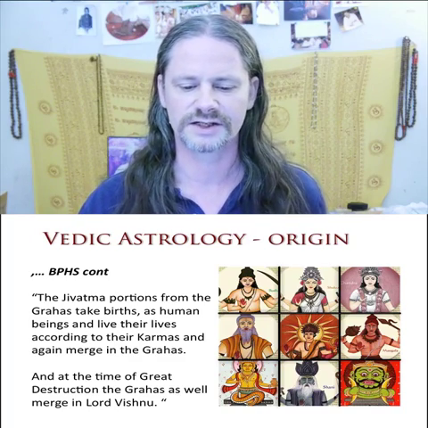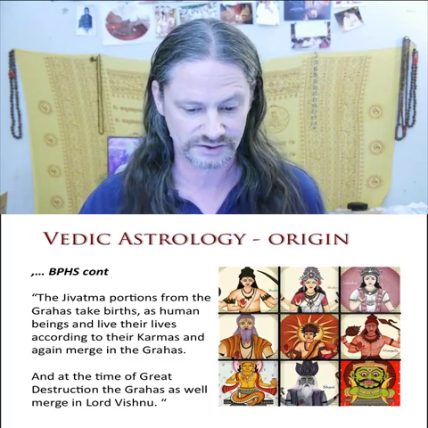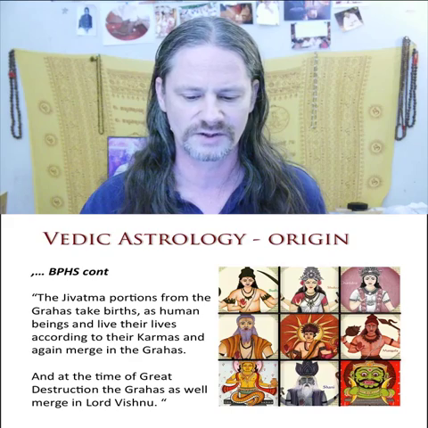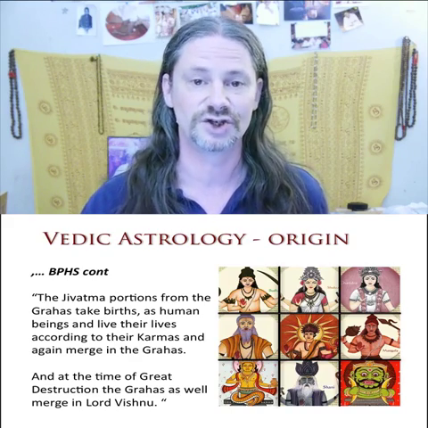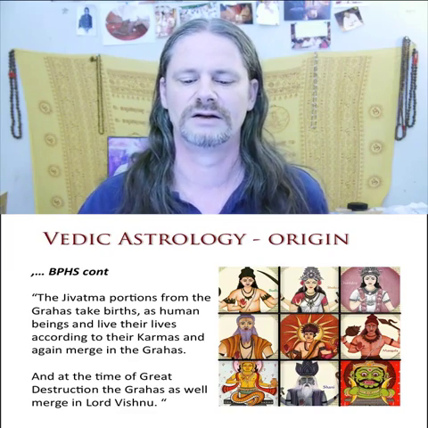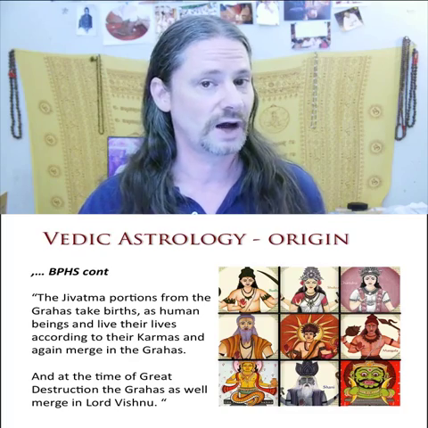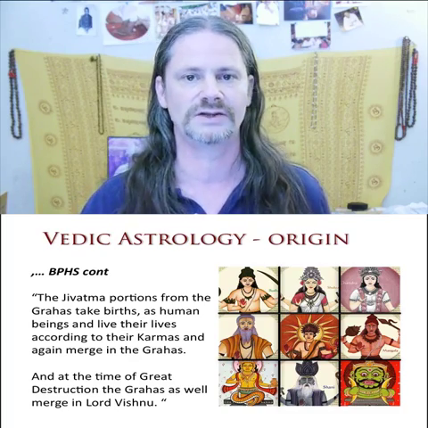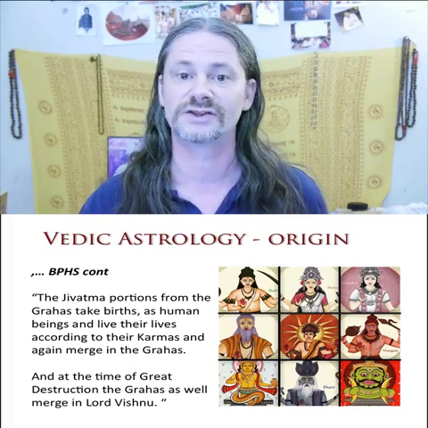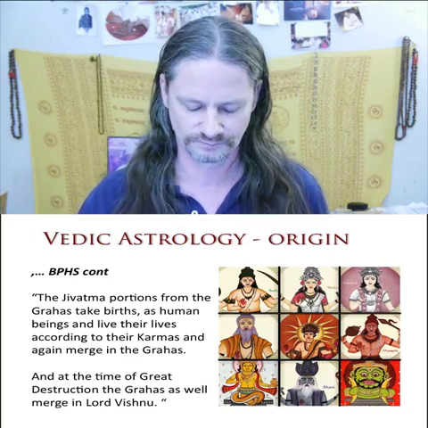Then continuing, it says the Jivatma portions from the grahas take births as human beings and live their lives according to their karmas, and again merge in the grahas. So this means the rest of us, the Jiva Atmans, take birth as human beings and live our lives according to our karma, which again emanates from the planets, and then we merge back into the planets after our death, after the death of this form.